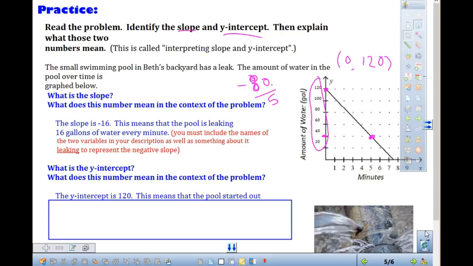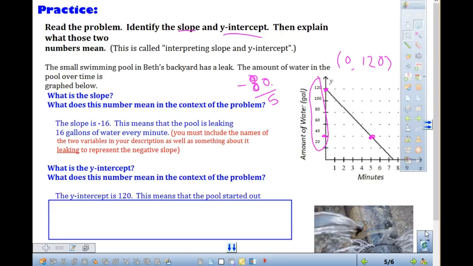So it means that the pool is leaking. That shows us that you know that the slope is negative. And then it's leaking 16 gallons of water every minute. You tie in both the variable of how much water and the variable of time, the minutes, your x and y axis. So on a test, that's what Mrs. Thompson is going to look for, is that you have identified the slope and then you've also explained what it means.